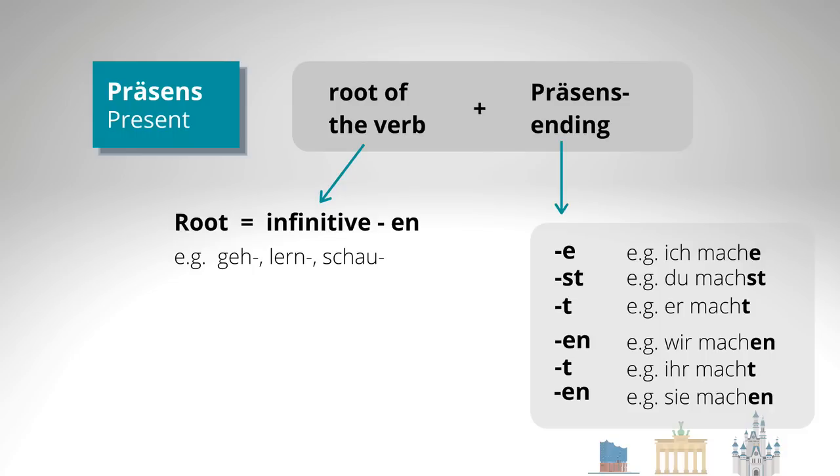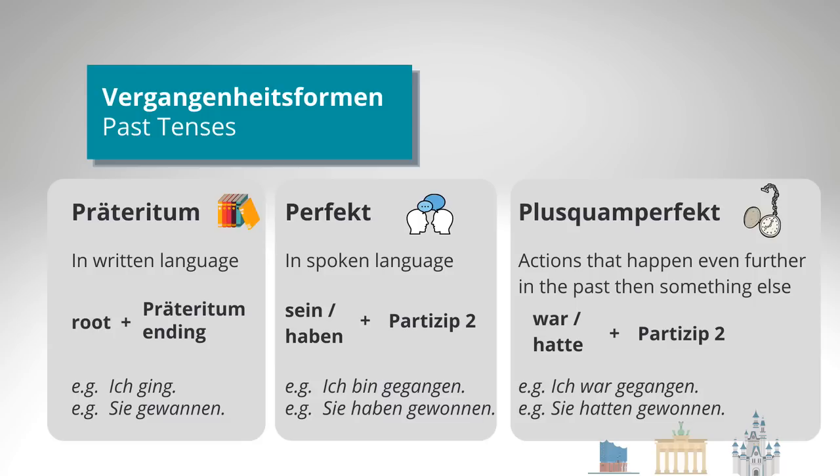Up next, we'll take a look at the past tenses, in German Vergangenheitsformen. Here we have the Präteritum, the Perfekt, and the Plusquamperfekt. The Präteritum is our equivalent of the simple past in English. It's again formed by taking the root, and then we don't add the Präsens ending like in the Präsens, but the Präteritum ending. Those endings are te, test, te, ten, tet, and ten. Unlike the simple past in English, we use the Präteritum mostly in written language.